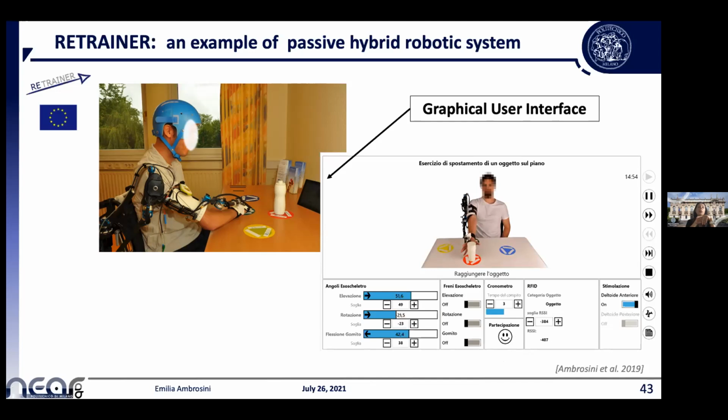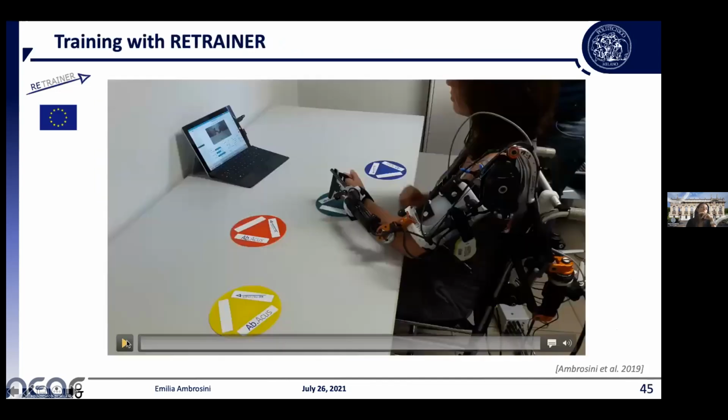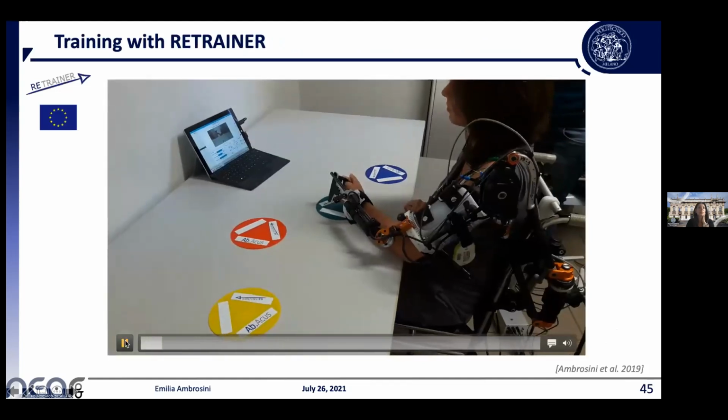This was the graphical user interface that was used both for setting the exercise and for showing the feedback to the patient. There was also a set of objects and RFID in order to identify them. You can see here that we had several targets, and there was an antenna placed on the exo at the end level, and when the hand reached the predefined targets, then the exercise went on. So probably it's easier to have a look at this video.